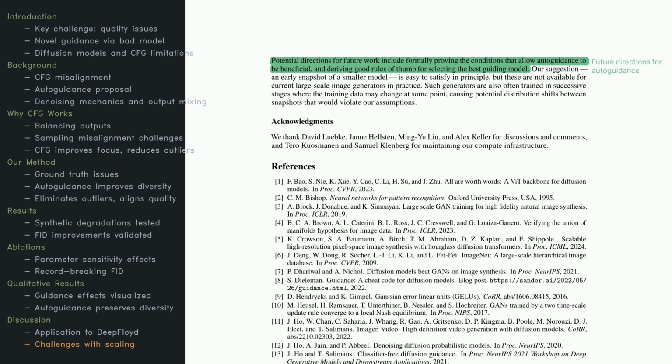What if the distributions drift too far over training? How do we handle that? The authors suggest these issues should be tackled to make autoguidance more widely applicable. And that's where the paper leaves the door open for further research.